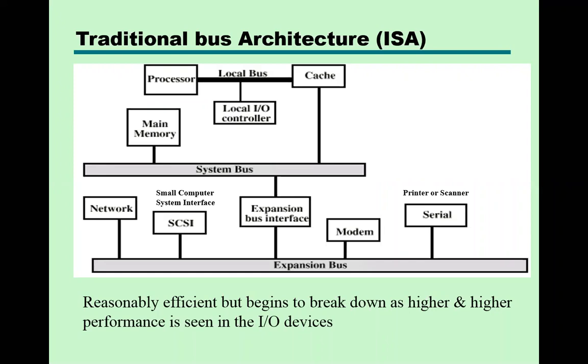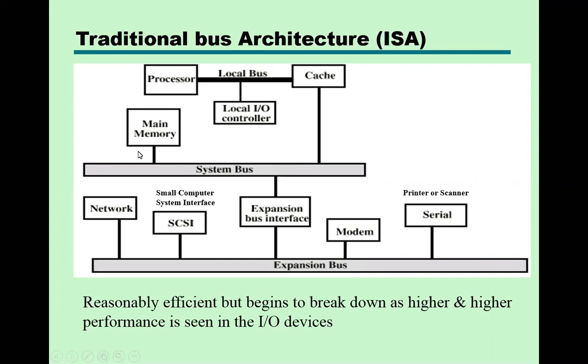Okay. So traditional bus architecture and modern bus architecture. Here you will find what the difference is between both architectures. Here you will observe the local bus is provided to connect the processor and the cache, and with the system bus, your main memory is connected. Mainly here the main memory is heavily utilized because all these input output devices are connected with the system bus, like network, modem, SCSI, and the expansion bus interface. To connect your printer and the scanner, one expansion bus is provided. This expansion bus is connected with the system bus.